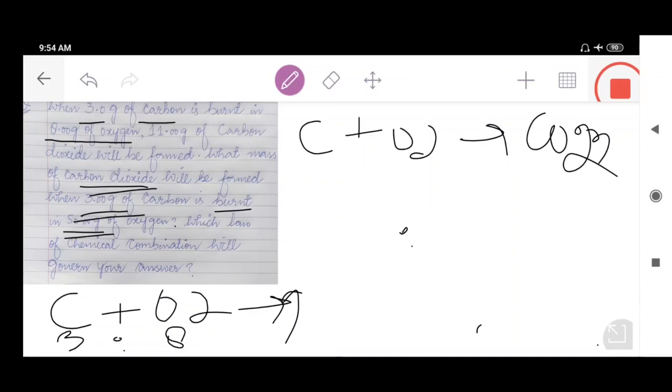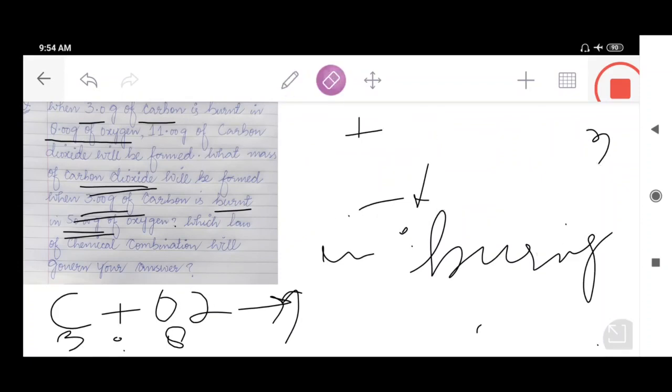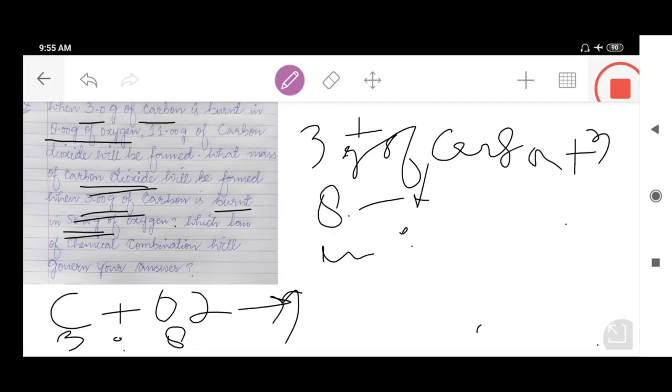The answer of this question is: whenever carbon reacts with oxygen, the work of the oxygen here is that it helps in burning. Mark my words, students, and jot it down. Carbon plus oxygen gives carbon dioxide, which means oxygen helps in burning. So the question tells us that 3 grams of carbon plus 8 grams of oxygen react and form 11 grams of carbon dioxide.